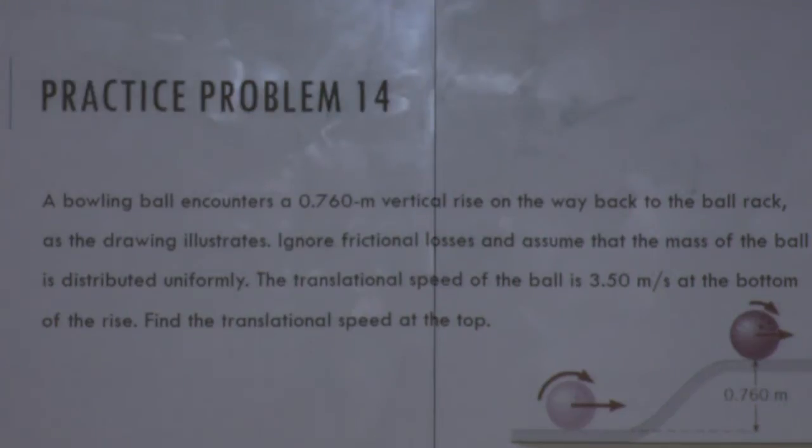One more. We have a bowling ball that encounters a 0.76 meter vertical rise on the way back up the ball ramp, as the drawing illustrates. Ignore frictional losses and assume the mass of the ball is distributed uniformly. The translational speed of the ball is 3.5 meters per second at the bottom of the rise. Find the translational speed at the top.